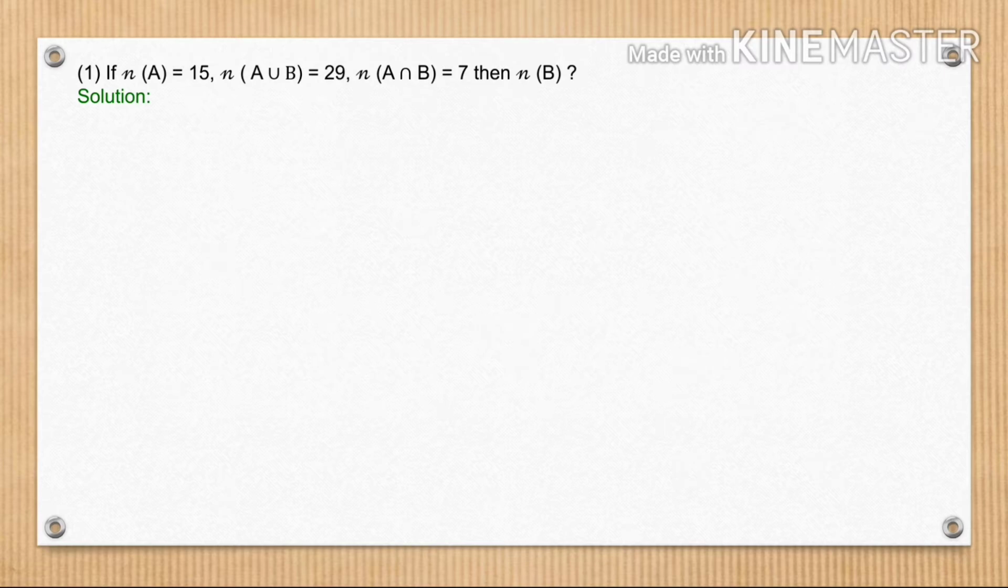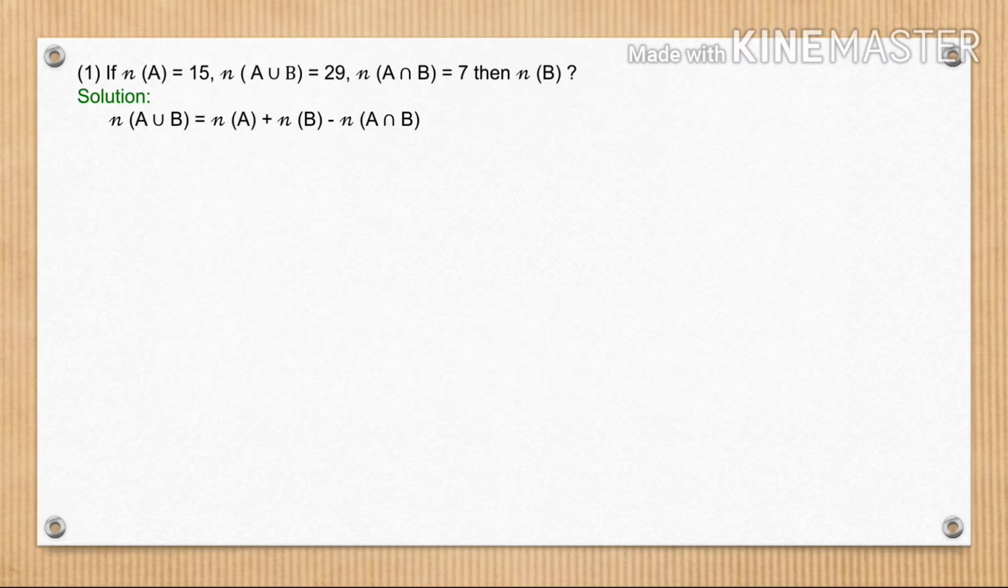We have studied operations on sets. In that we have studied the number of elements in union and intersection of sets. So here we are going to use that formula. The number of elements in A union B is equal to the number of elements in A plus the number of elements in B minus the number of elements in A intersection B.